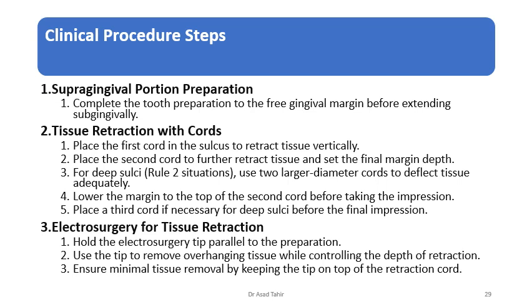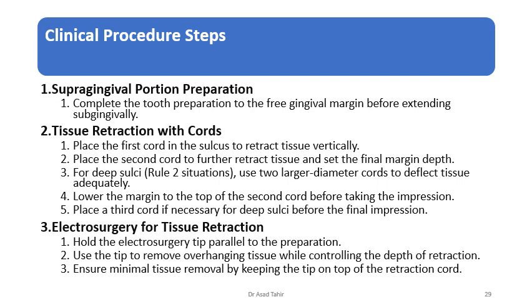For deep sulci, Rule 2 situations, use two larger diameter cords to deflect tissue adequately. Lower the margin to the top of the second cord before taking the impression. Place a third cord if necessary for deep sulci before the final impression.